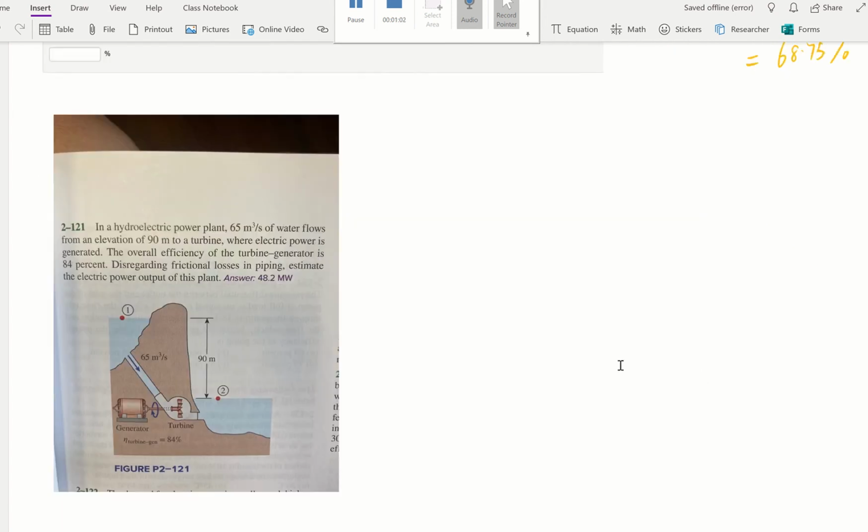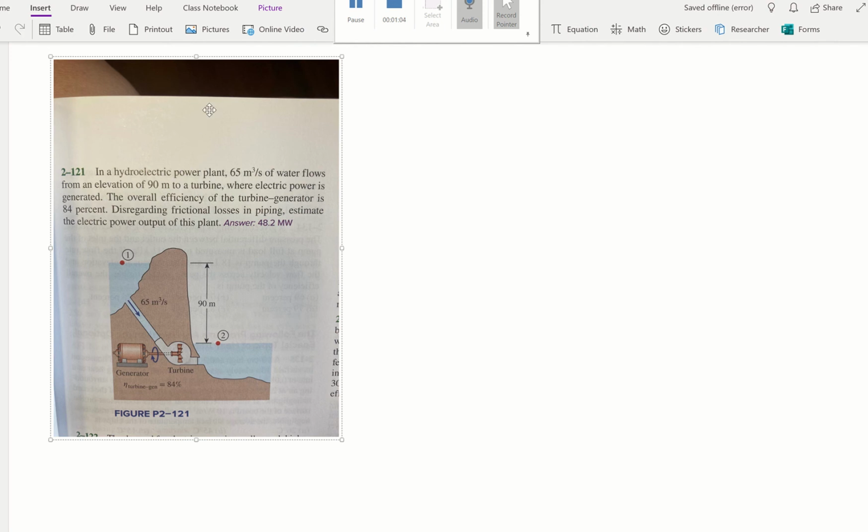Now let's look at this example here. For this one, they told us this is from a textbook. It's hydroelectric power.